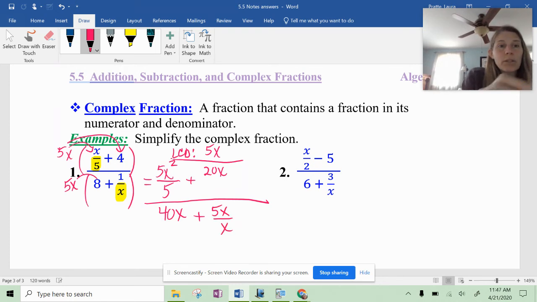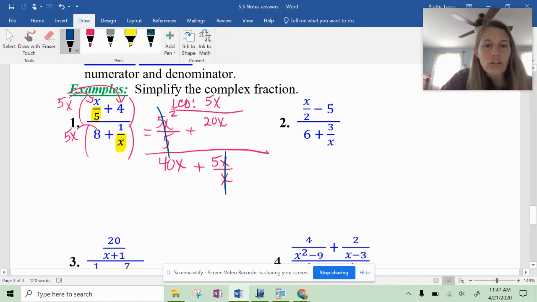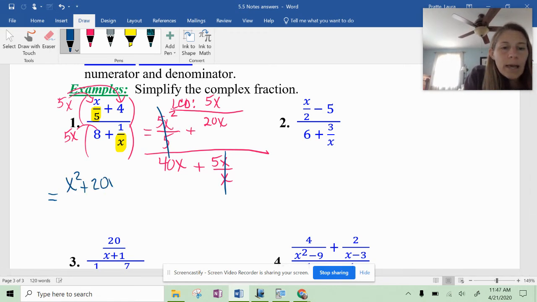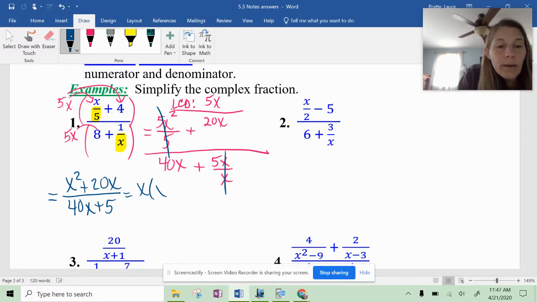Now, this part you could probably do in your head once you get the hang of it. I'm just writing it out this time to show you what's happening. So those 5's will cancel. These x's will cancel. And so now you'll see that you no longer have fractions inside of a fraction. So now we just have x squared plus 20x on the top and 40x plus 5 on the bottom. And now we're just back to the beginning of yesterday's lesson where we factor and simplify. So for this one here, I would take out an x, and I'm left with x plus 20. On the bottom, I would take out a 5, and I'm left with 8x plus 1.